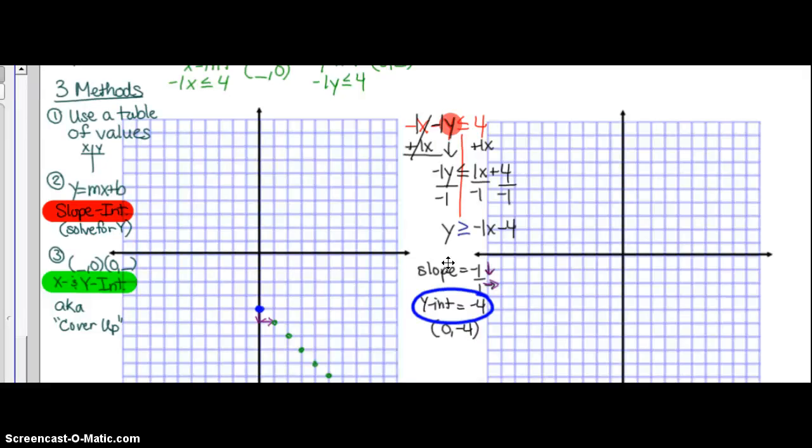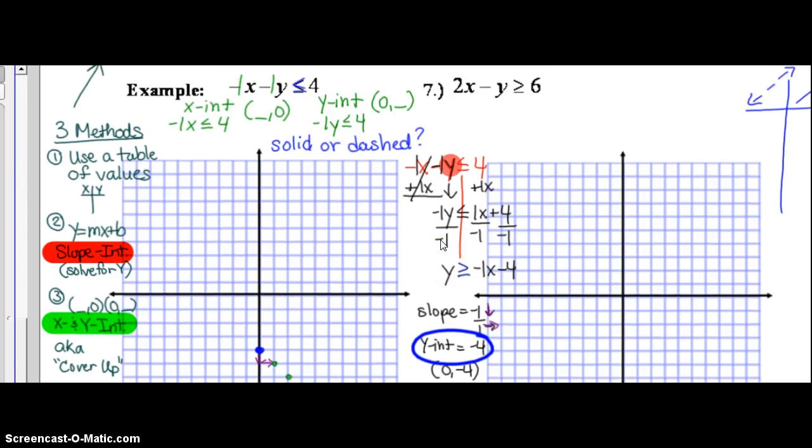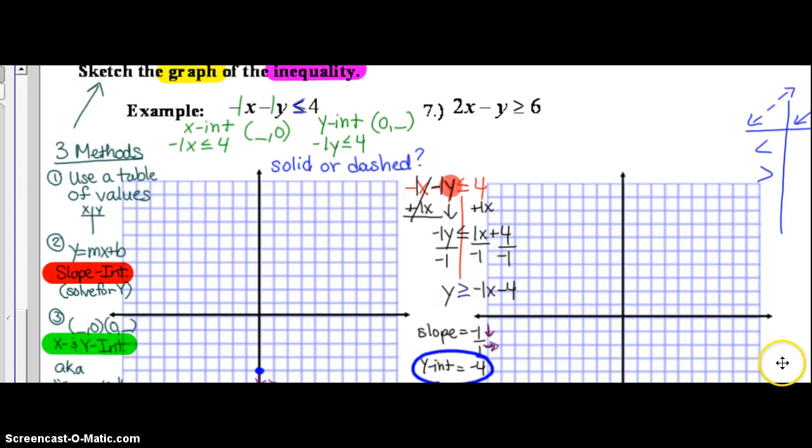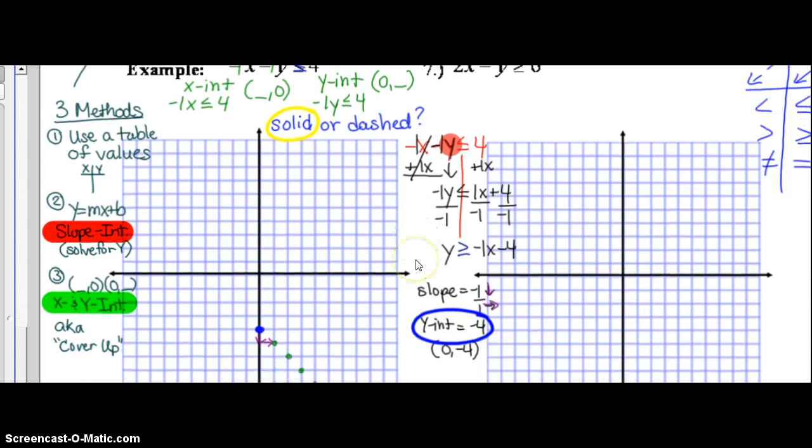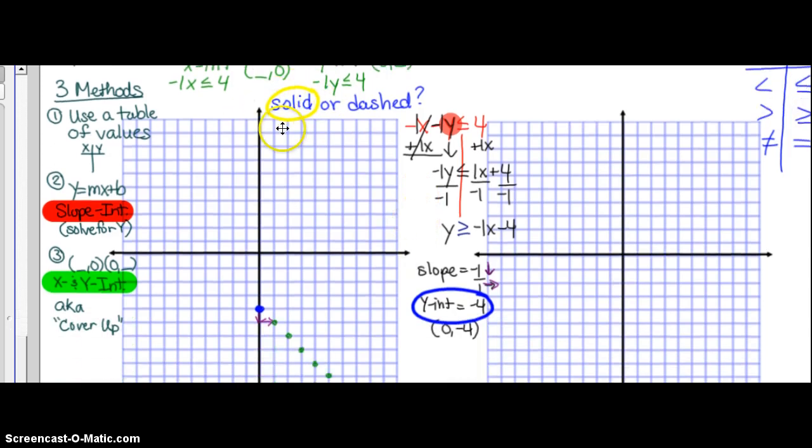Now I have to decide, is it solid or dashed? Like I said, if greater than or equal to, it's a solid line. If you're not sure, make yourself a key like I did above. Less than, greater than, and not equal to are dashed lines. Less than or equal to, greater than or equal to, and equal to are all solid lines. So I'm going to make sure that I draw a solid line.